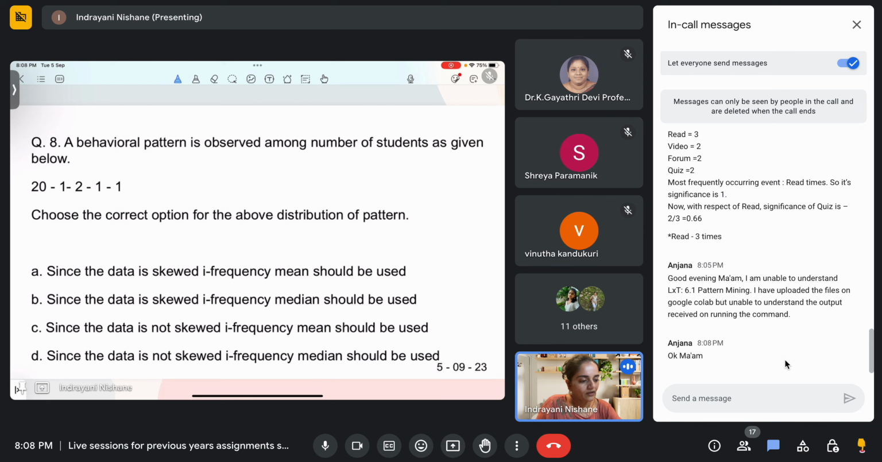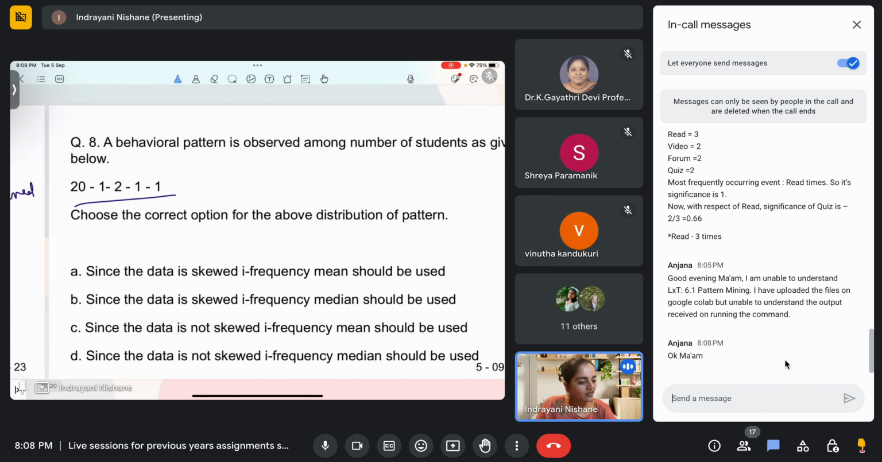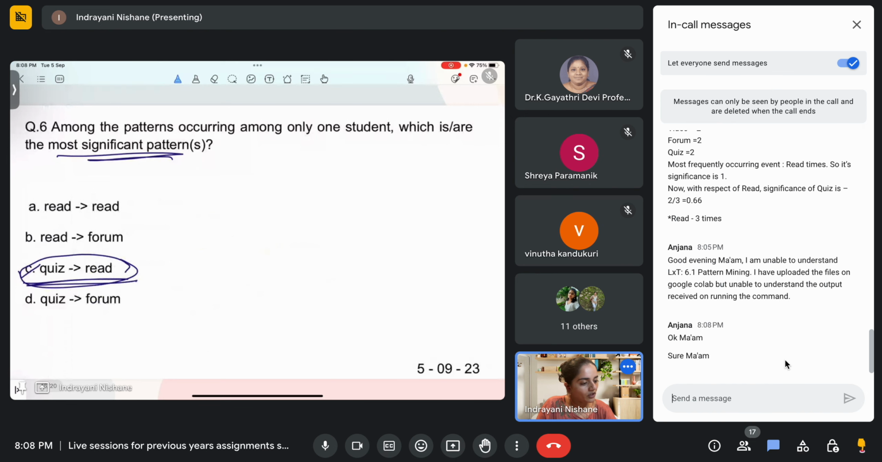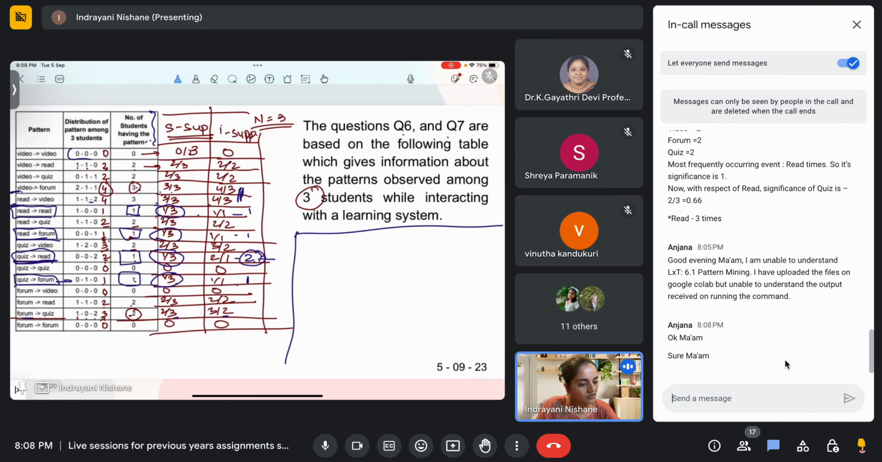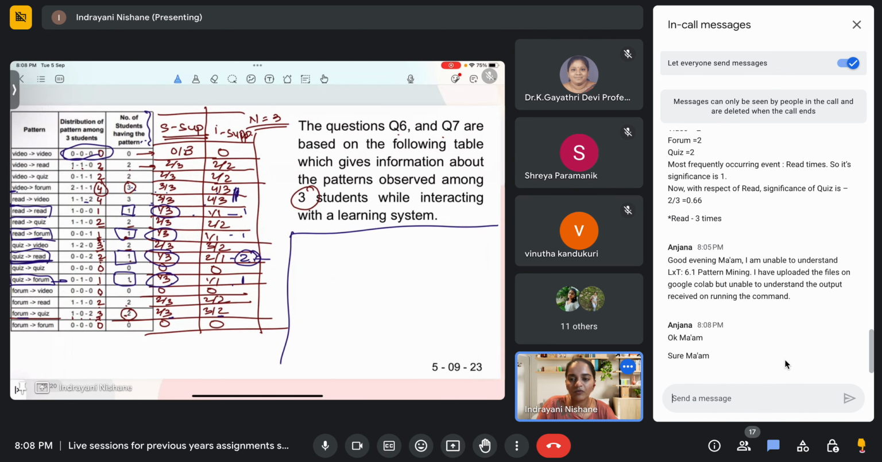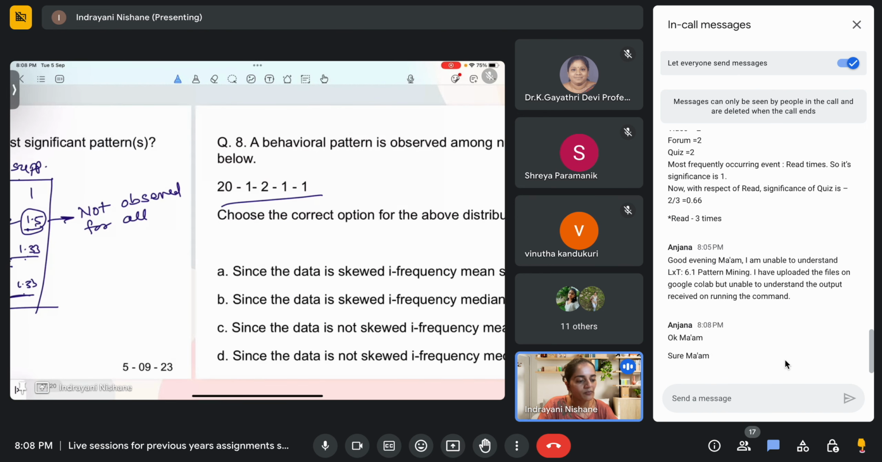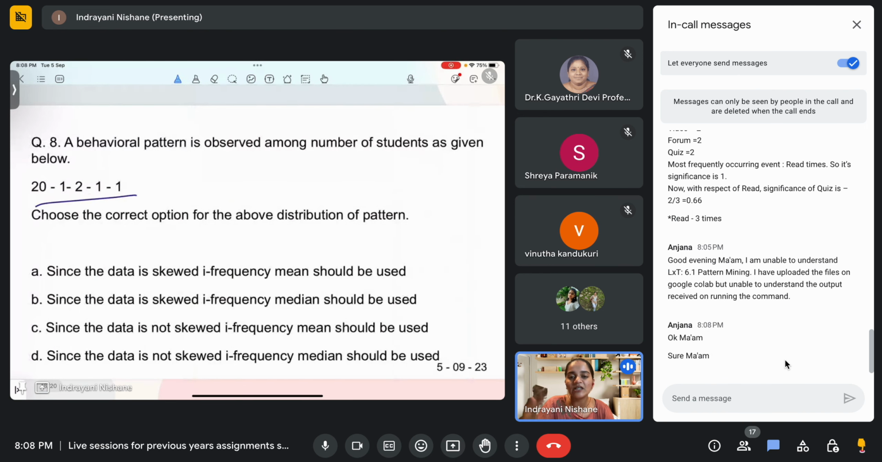Okay, yeah. So question 8 says a behavior pattern is observed among a number of students as given below. So this is the frequency which we note down: how many times, for all the students, a particular action or a particular sequence is observed. That is the behavior pattern for a particular action. Now choose the correct option for the above distribution pattern.